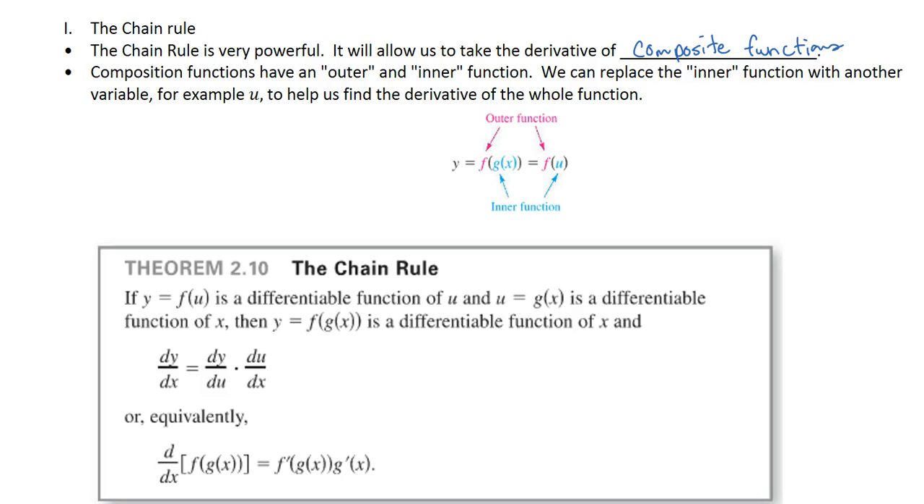If we can replace the inner function with another variable, we typically use the letter u, to help us find the derivative of the whole function. So we're going to take whatever g of x is here on the inside and replace it with a u. So this is what the chain rule says.